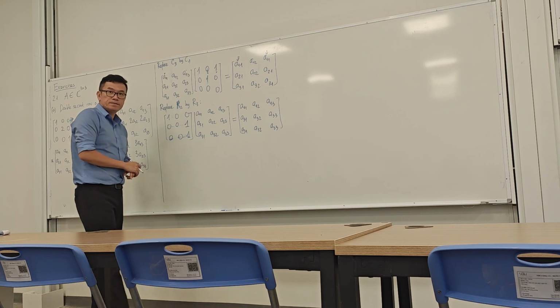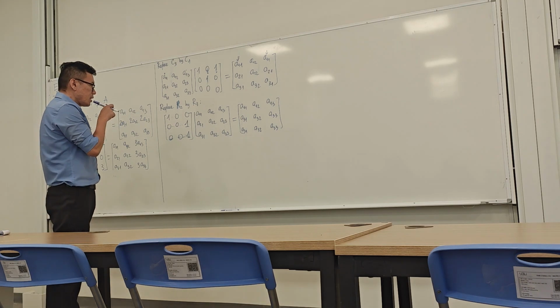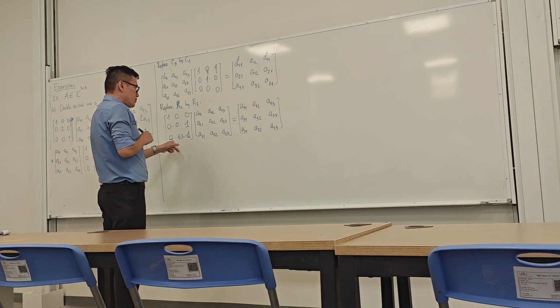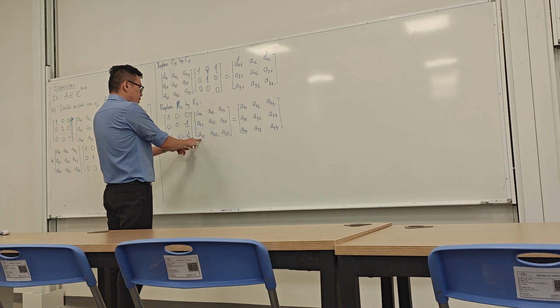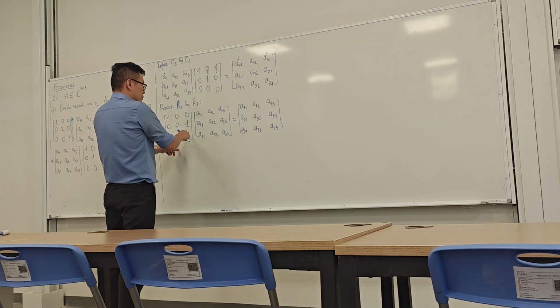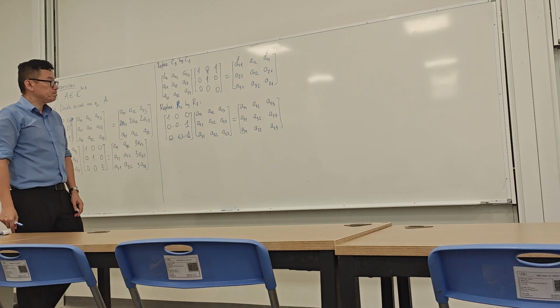If I multiply this one with this one, I have A31. This one with this one, I want A32. And this one with this one, I have A33. It seems to be okay, right?